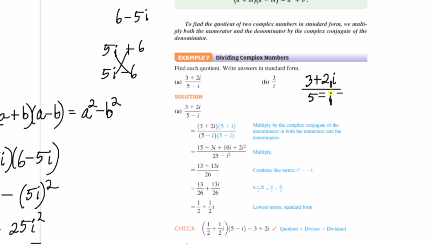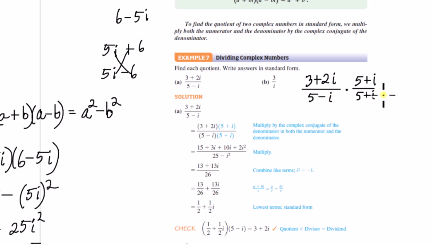5 minus i. We want to divide one complex number by another complex number. Well, the issue is that in the denominator we don't have a single number, so it's not easy to break this up, as we know from dealing with fractions in algebra. So what we do is multiply this by 1 in the form of the conjugate of the denominator over the conjugate of the denominator.